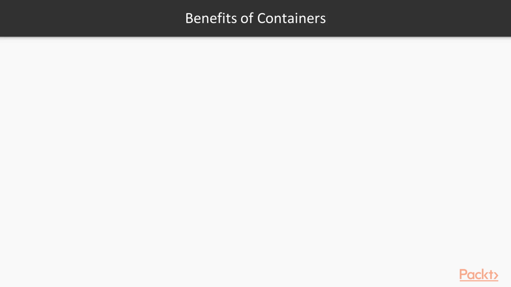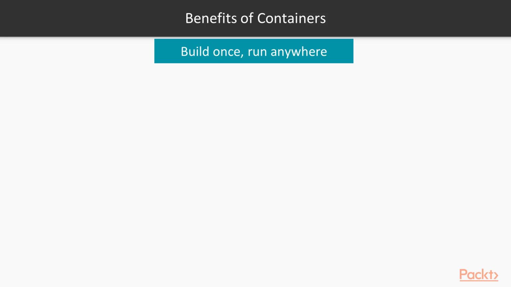The major benefits of containers are: build once, run anywhere. You can build your container image on almost any operating system. Linux distributions such as Ubuntu, CentOS, Mac OS X, or Windows, regardless. And you can deploy your containers onto any cloud providers such as AWS, ECS. It's that simple.